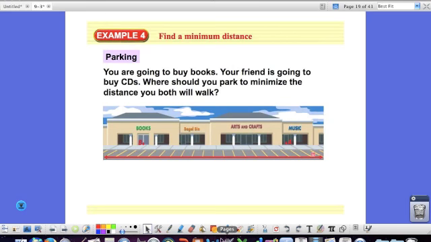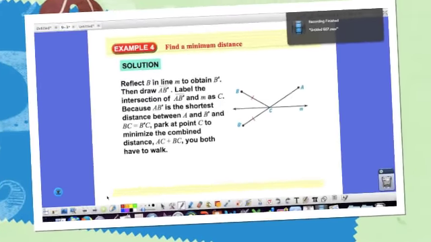So now let's find a minimum distance. You are going to buy books. Your friend is going to buy CDs. Books and CDs. Where should you park to minimize the distance you will walk? Now, most of you know you would just park in the middle.